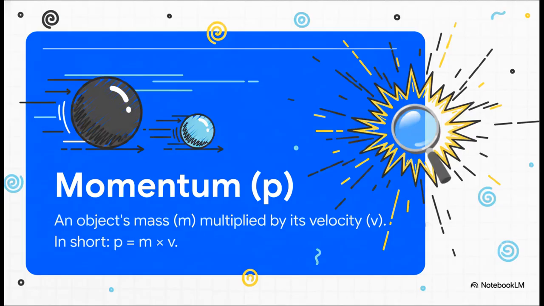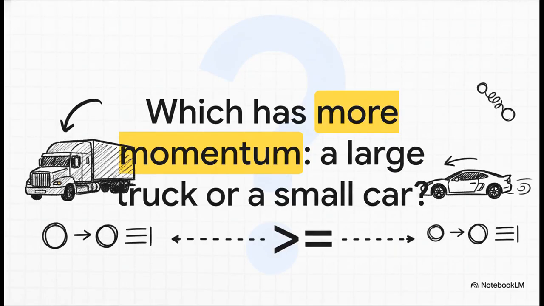The easiest way to think about it is mass in motion. It's a way to measure not just how fast something is going, but also how much stuff is actually moving. An object can have a ton of momentum because it's super heavy, or because it's moving incredibly fast, or, of course, both. So, here's a great little thought experiment to test our intuition on this.